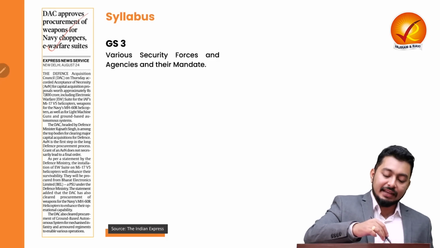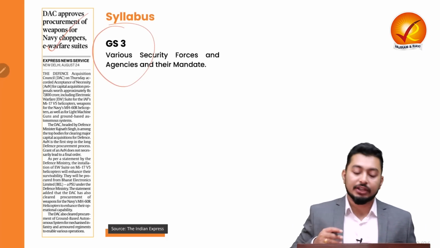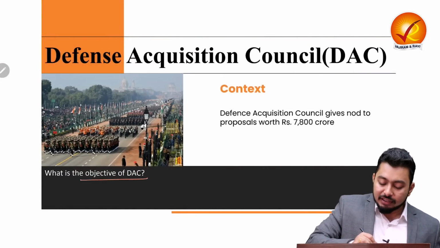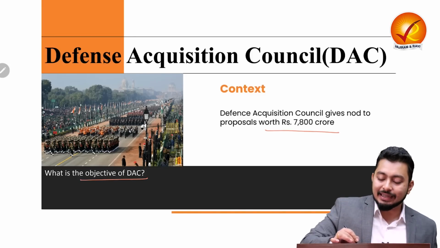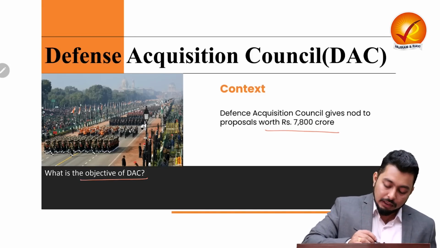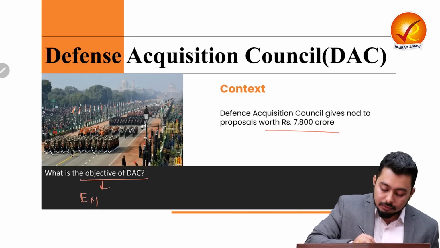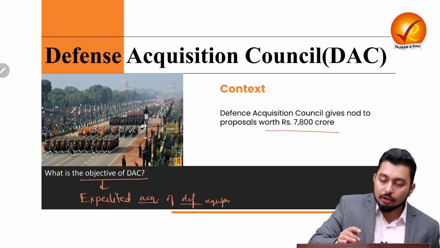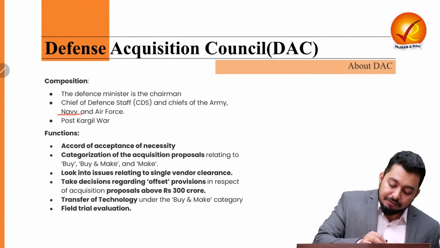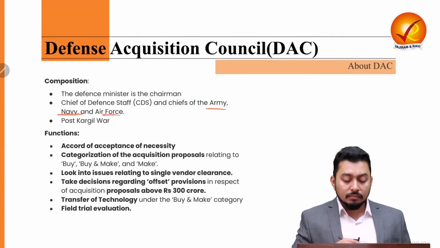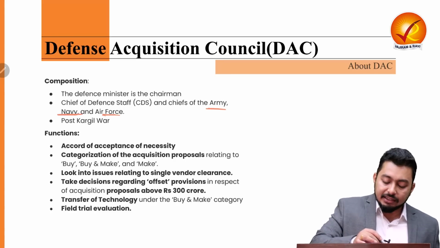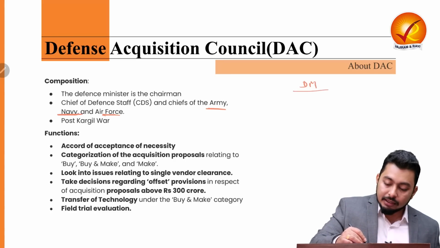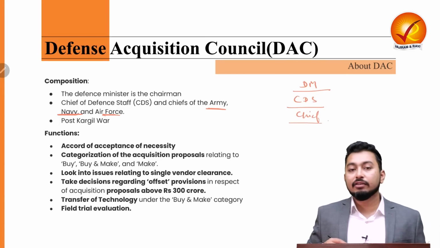Now let's look at the Defence Acquisition Council, and this pertains to your GS3 security. Now, what is the objective of the DAC and why is it in news? It is in news because it gave almost 8,000 crores of orders. Now, the objective is expedited acquisition of defense equipment. For whom? For the Navy, the Air Force and the Army. Now, what is the composition of the DAC? So, it is headed by the Defense Minister. Then you have the CDS and the chiefs of all the three forces.